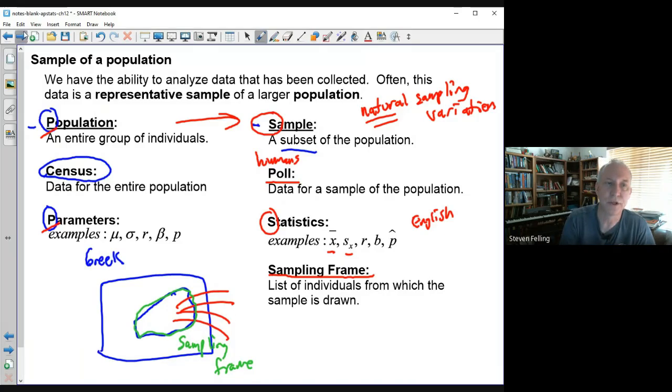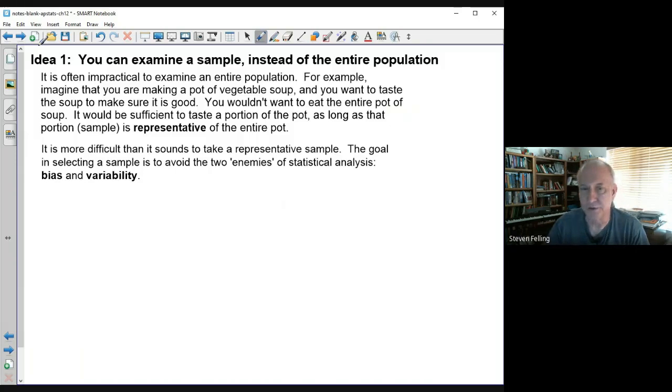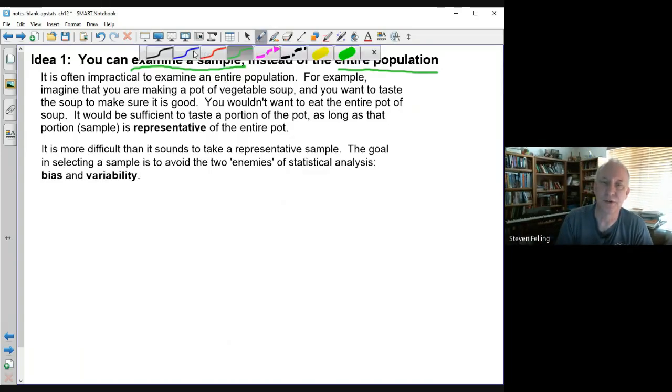All right. So a couple big ideas related to sampling. If you examine a sample, you can usually examine a sample instead of the entire population and still determine everything you need to know. It's usually impractical to sample the entire population. Okay, our textbook has a great example of this. I'm going to keep referring to this. Let's say that you're making a pot of vegetable soup.